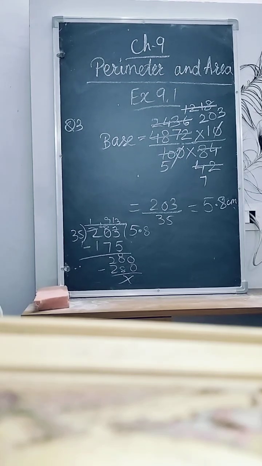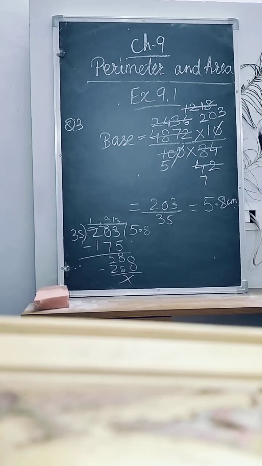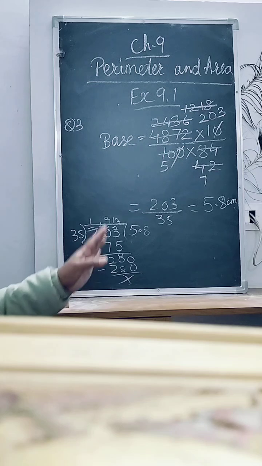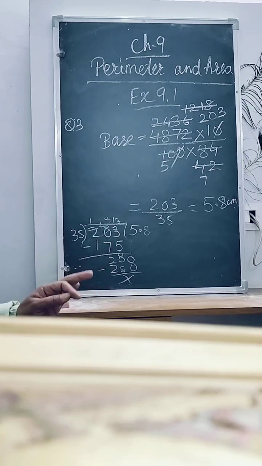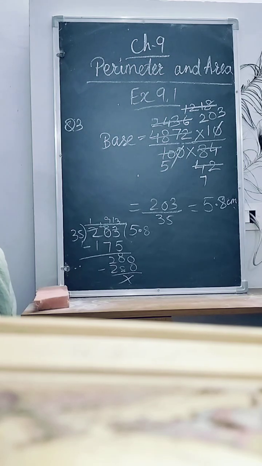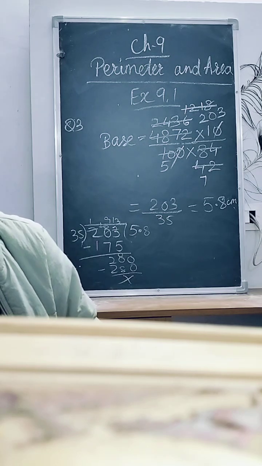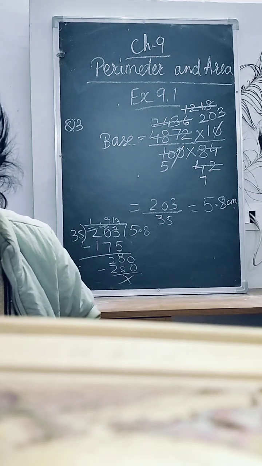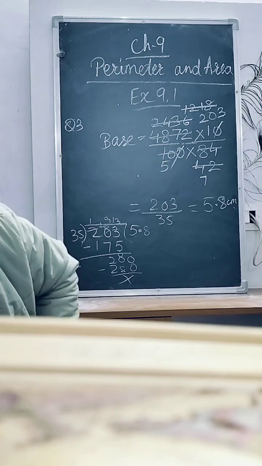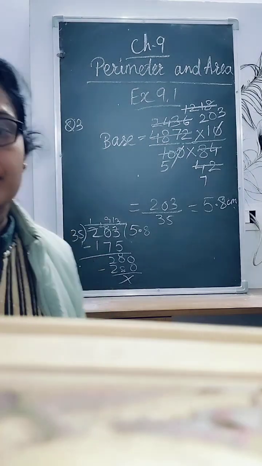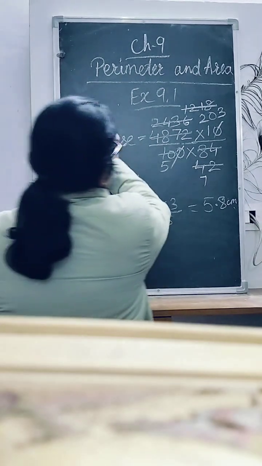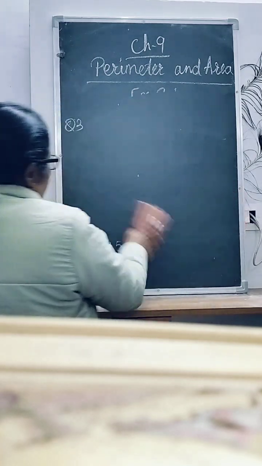Now let us move to question number 4. Again students, this question number 4 is of the same type. Only what you have to do, instead of area of parallelogram, you have to take area of triangle. You know the area of triangle is half into base into height. So try this question number 4. If you find any difficulty you can ask me. Now let us do question number 5.